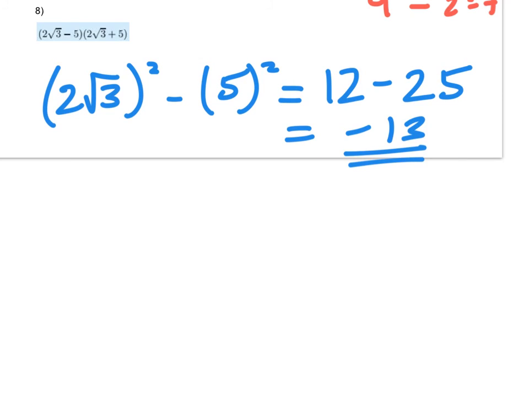So that's a quick way of doing it. Because you notice that they're conjugates, that's what you can apply. The first term squared minus the second term squared. It's like a squared minus b squared.